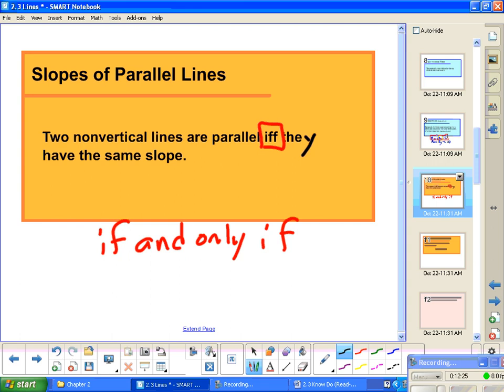The phrase if and only if makes the statement reversible. Sometimes it is replaced with a double arrow, and that allows us to reverse the statement. If I know that the two lines are parallel, then I can say that they have the same slope. But because this is an if and only if, that statement is reversible: if I know they have the same slope, then I can go back and assume that the lines are parallel.